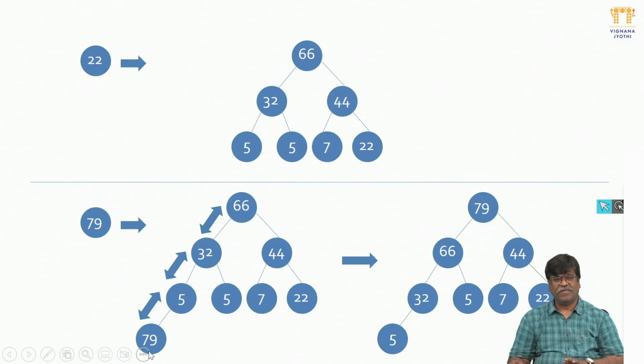There you can insert 79. Now you can compare with the root value. The root is 5, the left child data is 79, so you can exchange these two. 79 comes here, 5 will go there.